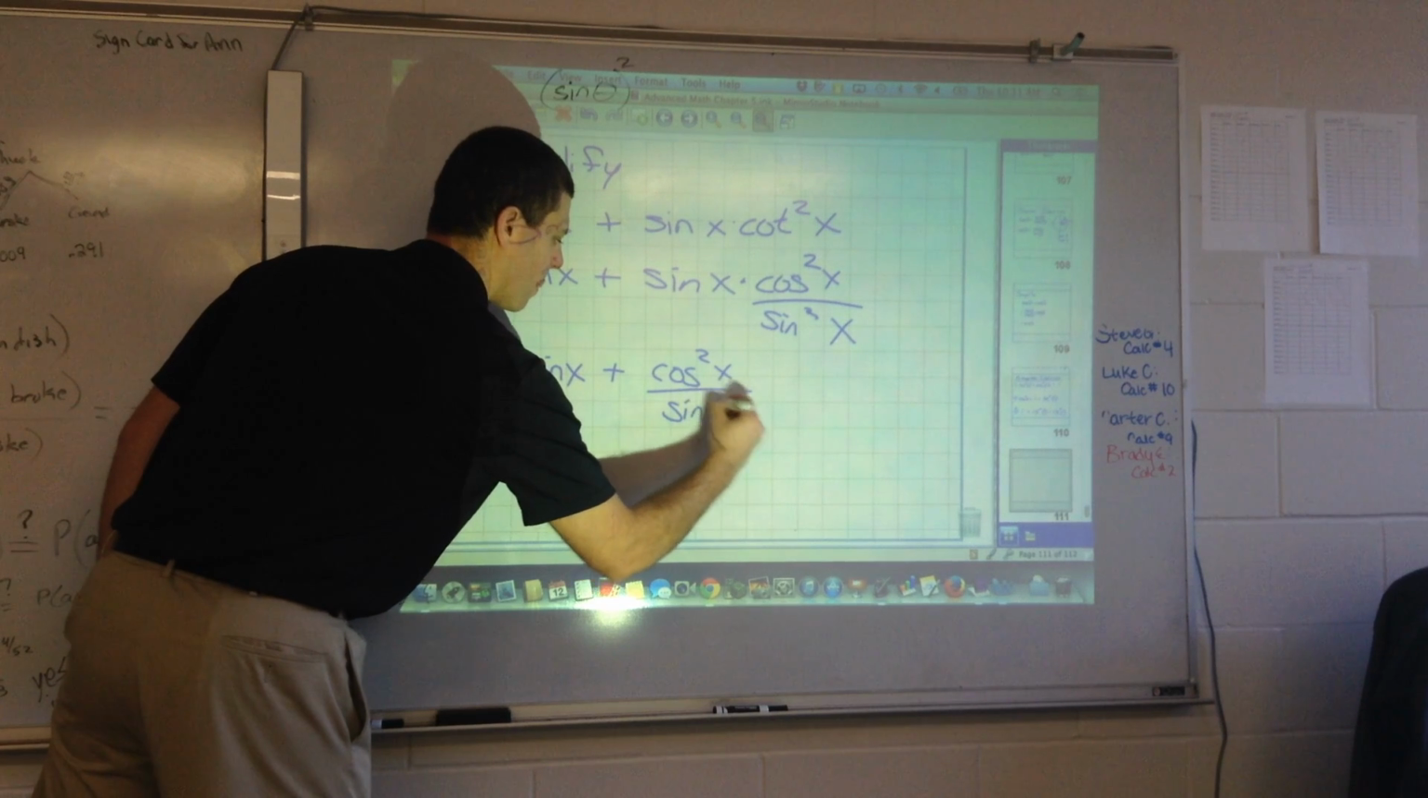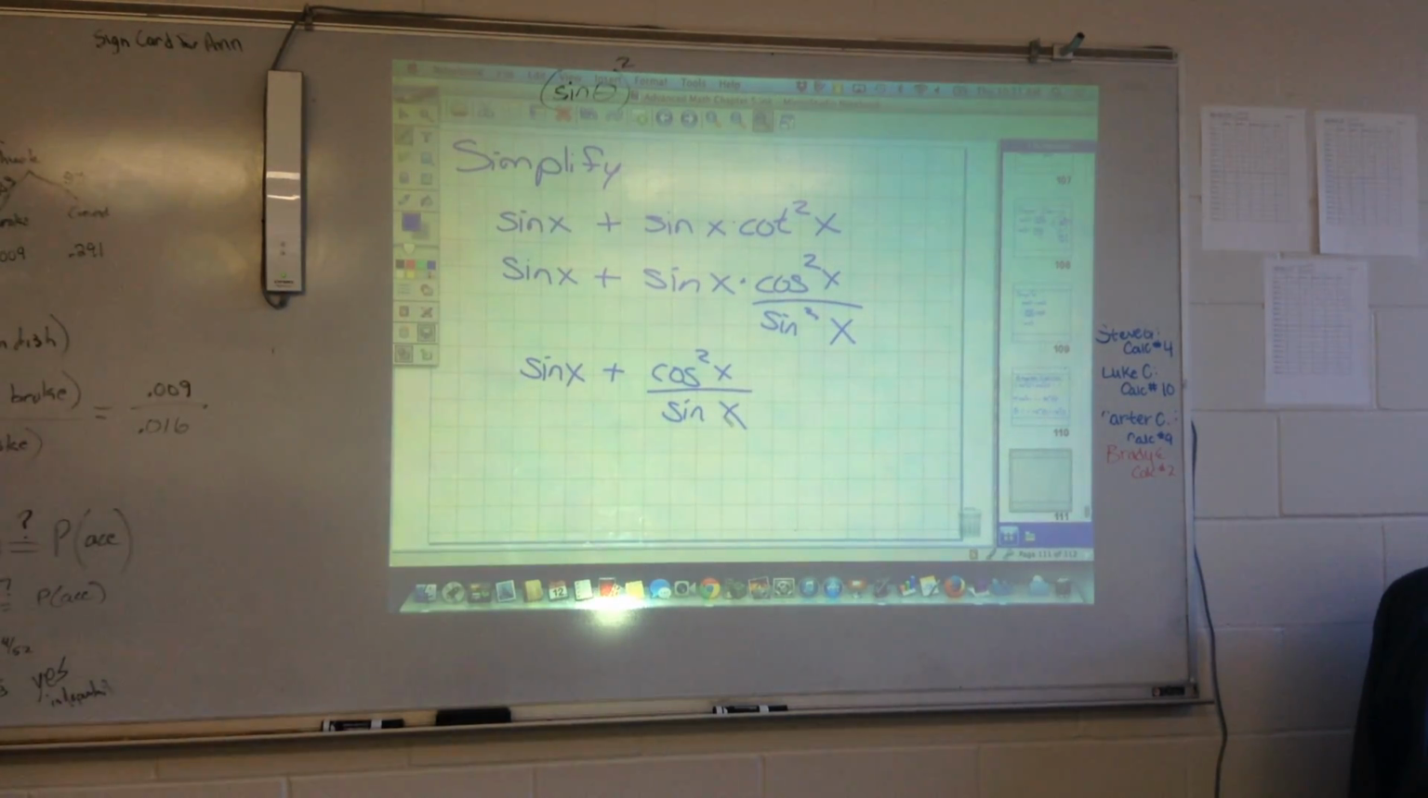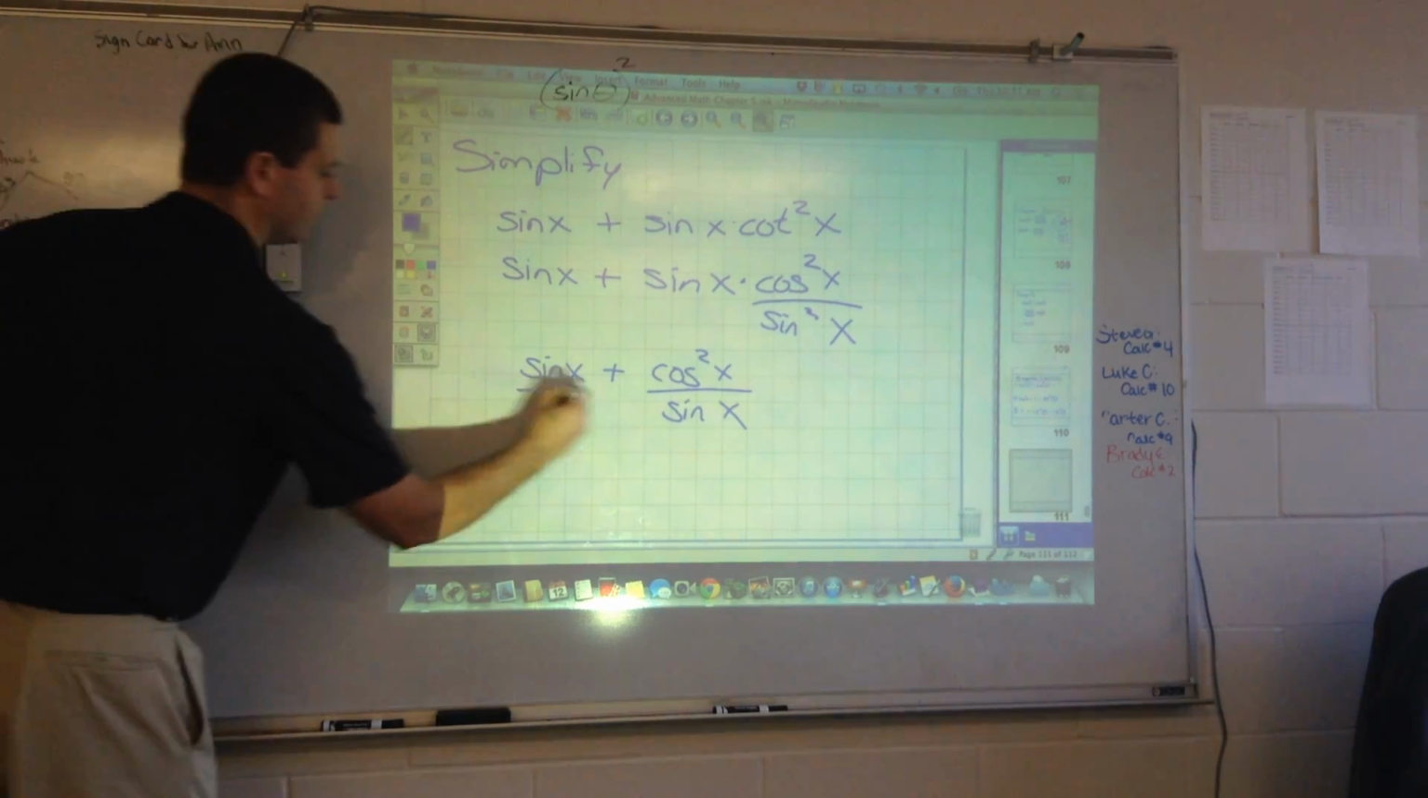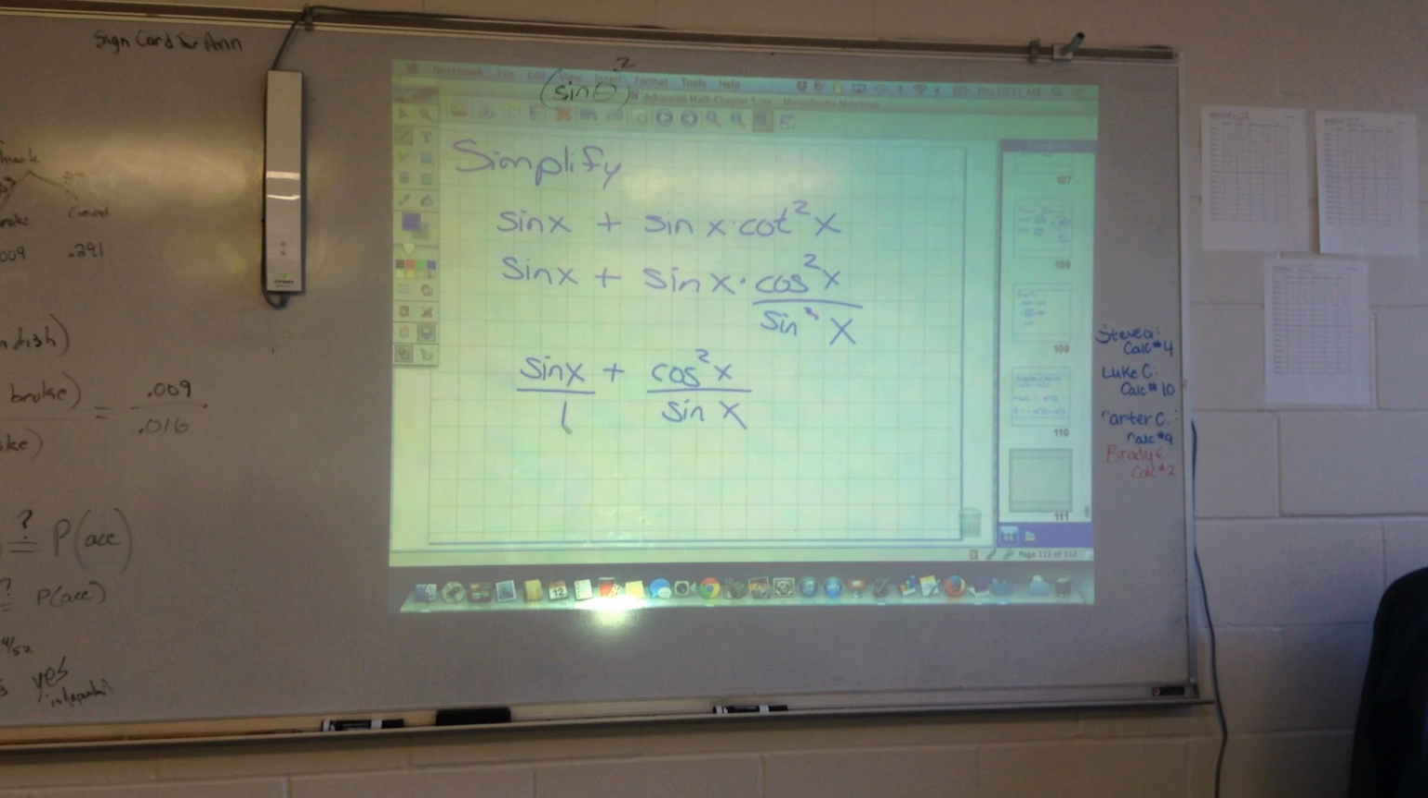So what are we trying to get it to? Go as low as you can go. Now I'm stuck a little bit. You can put sine x over 1 with that. In order to add them together, what do I need? A common denominator. To give it a common denominator, what do I need to do to that first fraction? Multiply it by sine x. What is my common denominator? Sine x. So I need to multiply this by sine x over sine x.